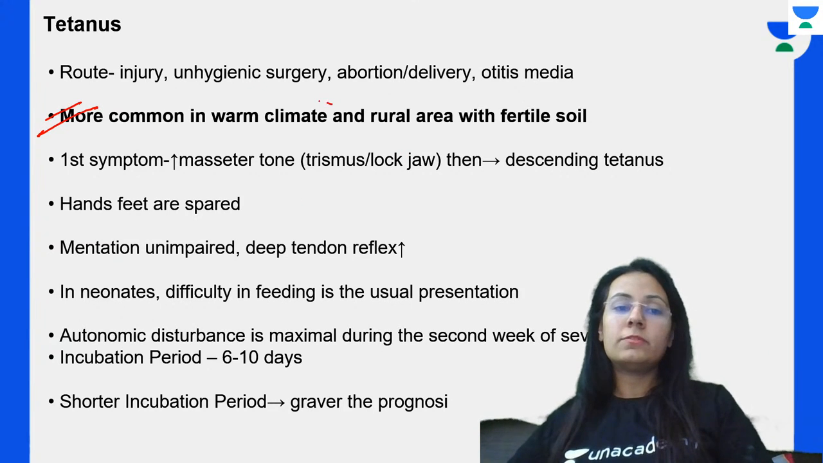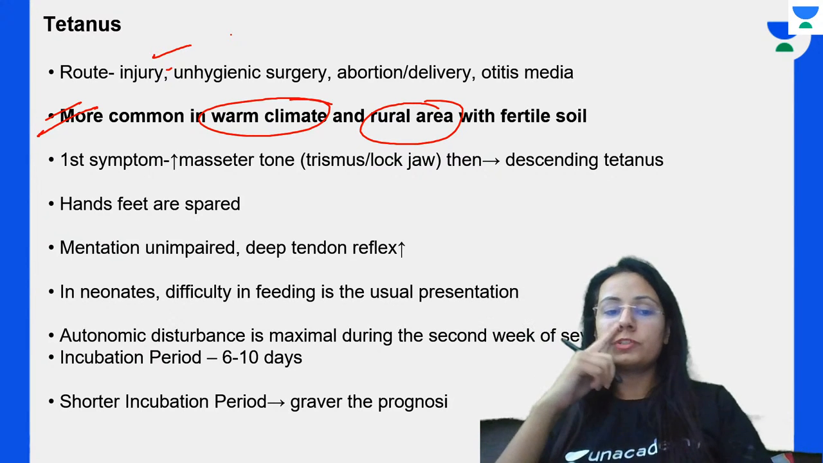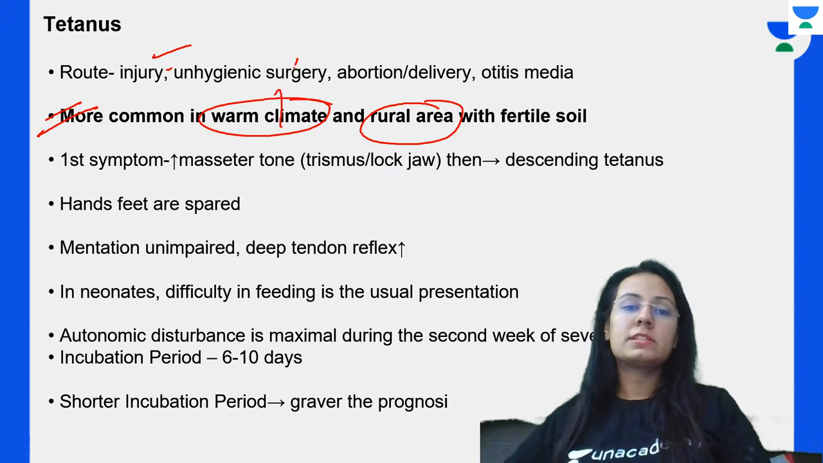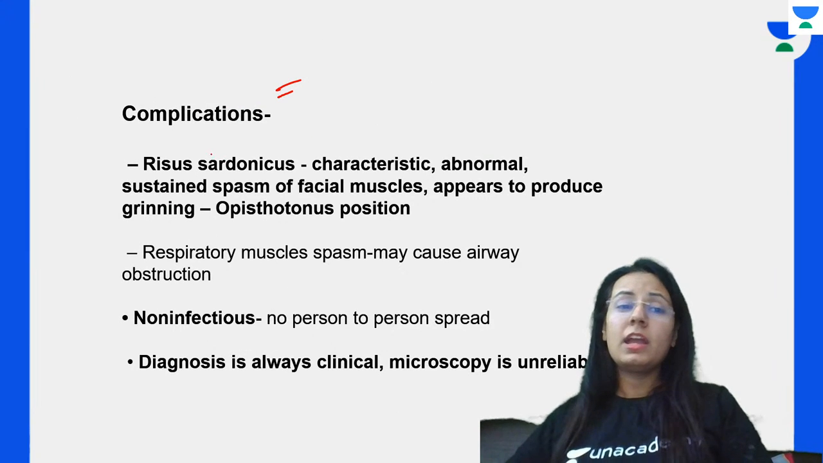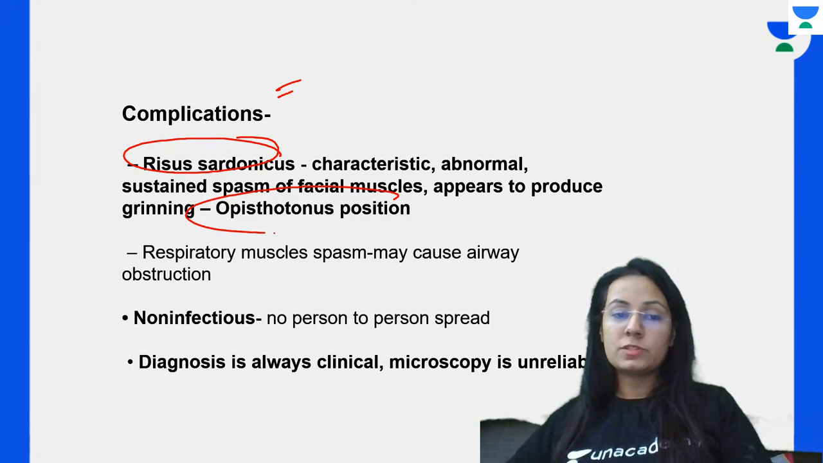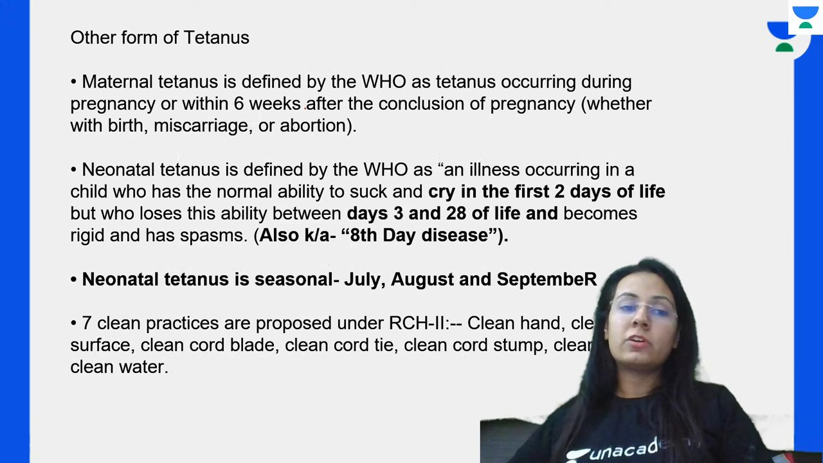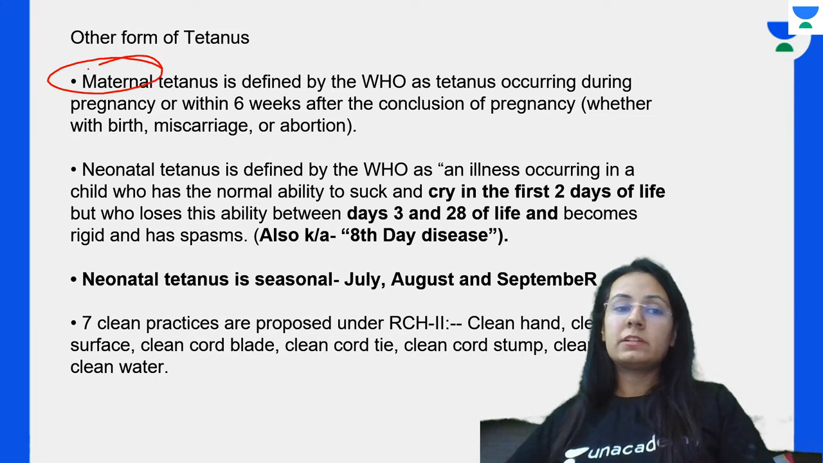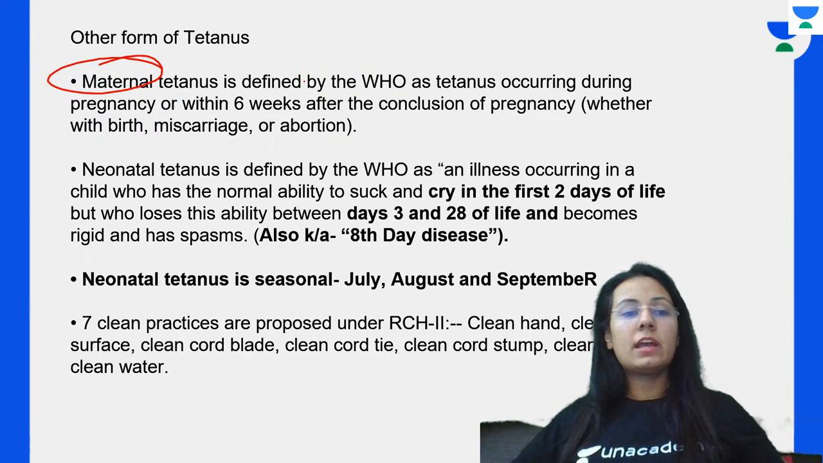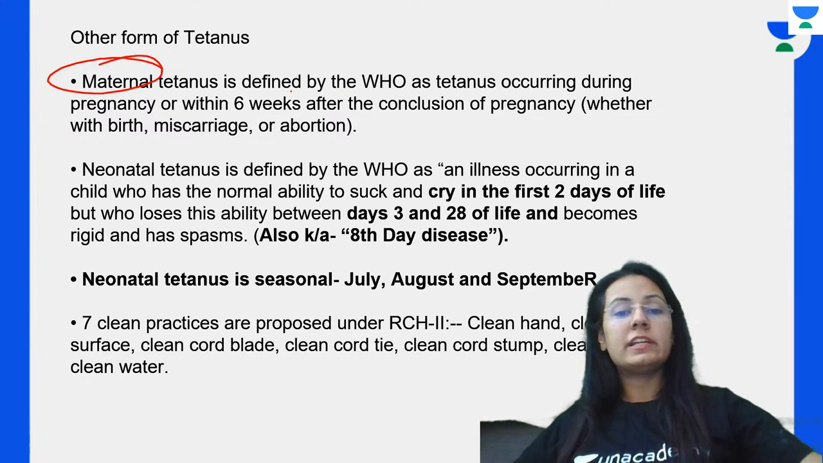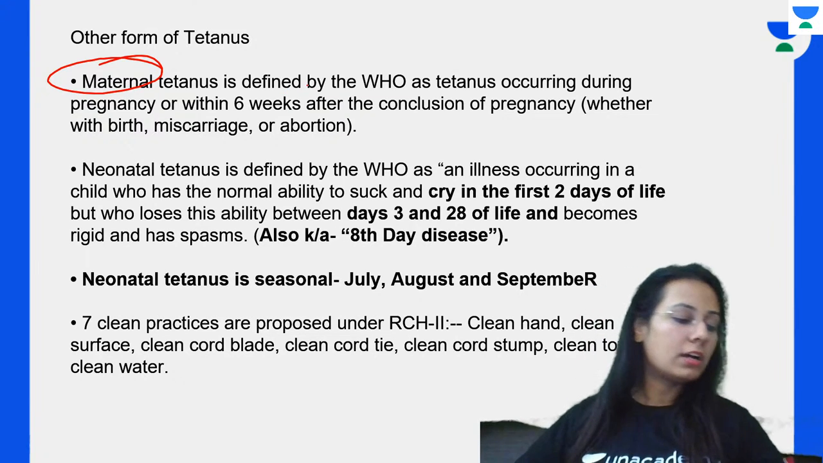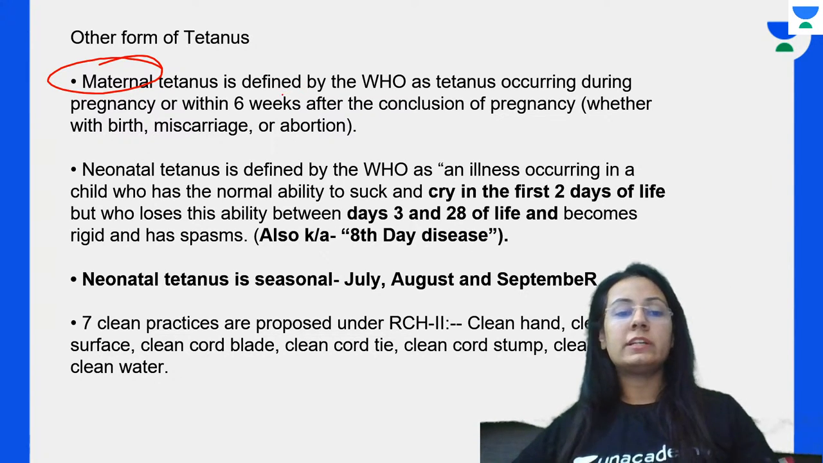Symptoms are more in warm climates and rural areas, and the route is injury or abortion or pregnancy, and remember the incubation period is about 6 to 10 days. Complications are risus sardonicus and opisthotonus position. Diagnosis is always clinical, and metronidazole is the drug of choice. Other forms: maternal, during pregnancy or within 6 weeks after the conclusion of the pregnancy. Neonatal is also known as 8th day disease, because in the first 2 days the sucking reflex is normal, but soon later it becomes rigid and spasmodic.